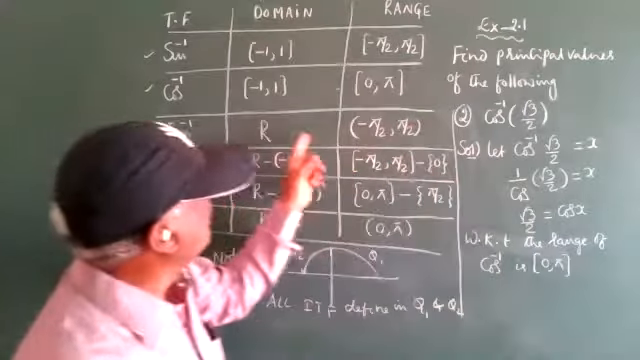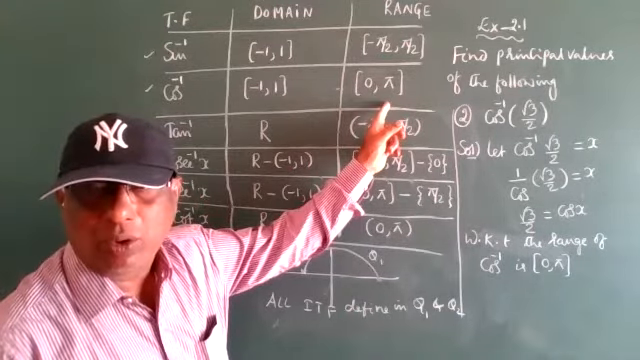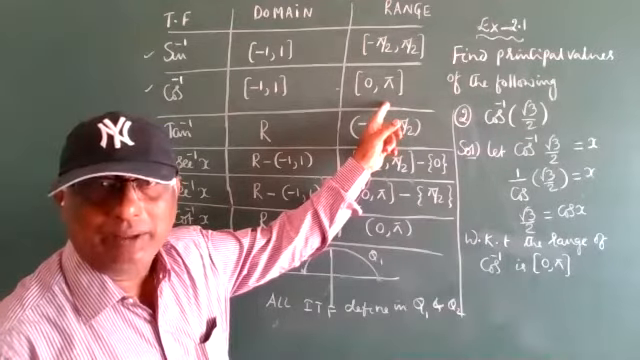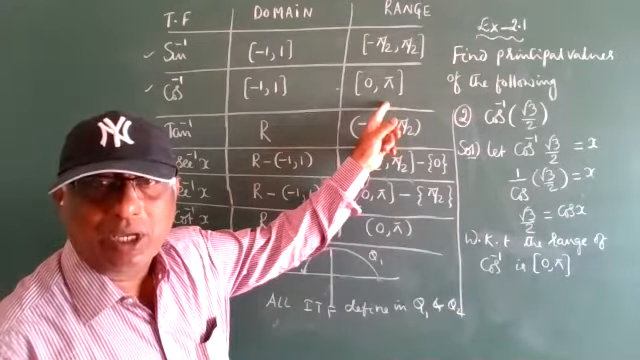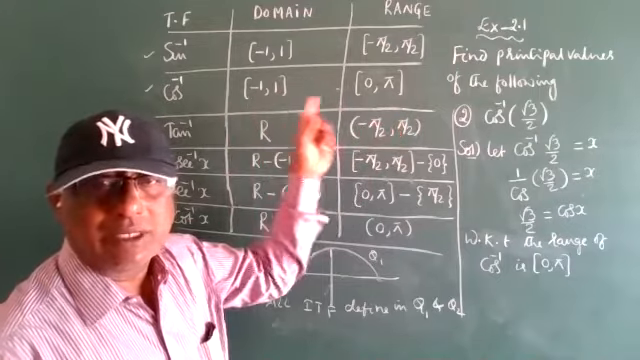What we know is, what is the range of cos inverse? 0 to pi. Okay? Clear? So the range of cos inverse is 0 to pi.